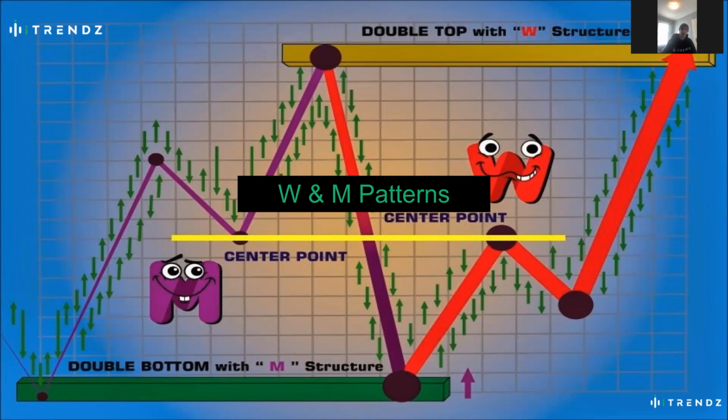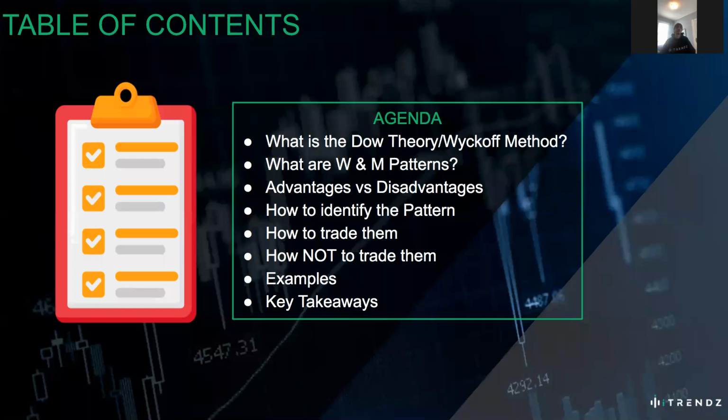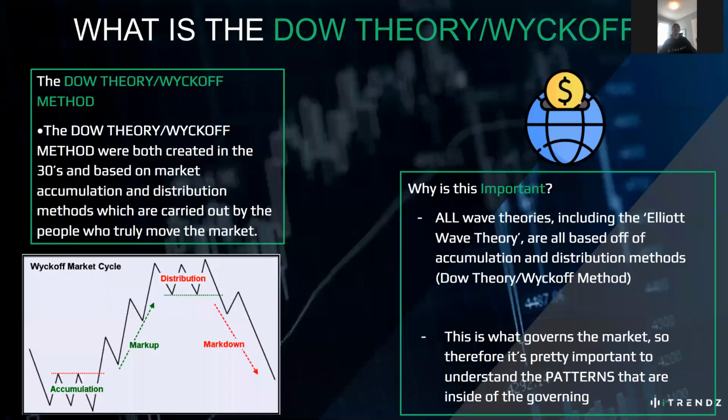So let's get into it and talk about some W and M theories. What is a Dow theory? What is a Wyckoff method? What are W and M patterns? That's what we're here to talk about, right? Advantages and disadvantages, how to identify, trade, and how not to trade them. We're going to talk about all those things today in a few short minutes.